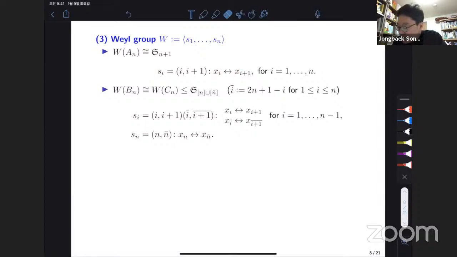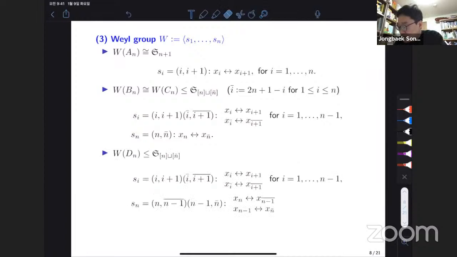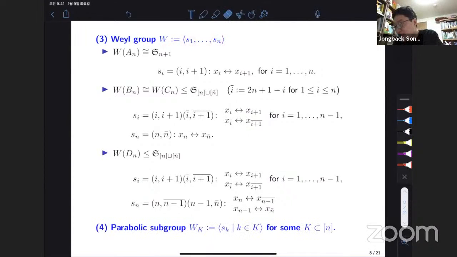In type B_n, this is a subgroup of the symmetric group on this kind of set. This n-bar means the set {1-bar, 2-bar, ..., n-bar}. This Weyl group is sometimes called the signed permutation group. Each of these transpositions is given by something like this, and S_n is slightly different from the others. In type D_n, the Weyl group is sometimes called the evenly signed permutation group, and each generator is the same as in type B, but S_n is slightly different. Whatever the type is, eventually it is generated by simple transpositions S_1 through S_n, but each S_i differs between the types.